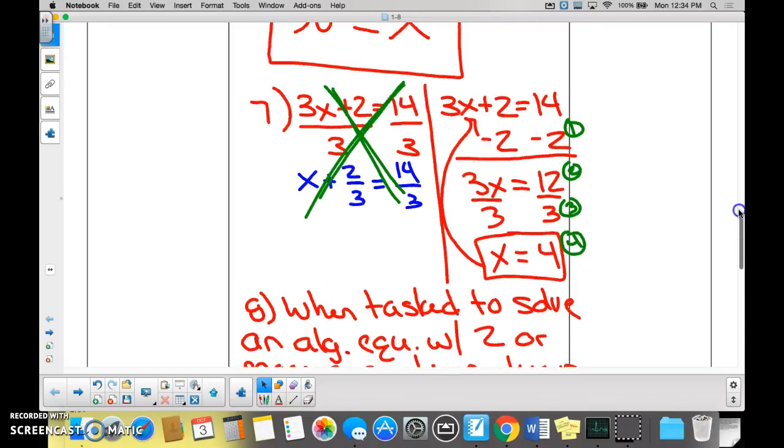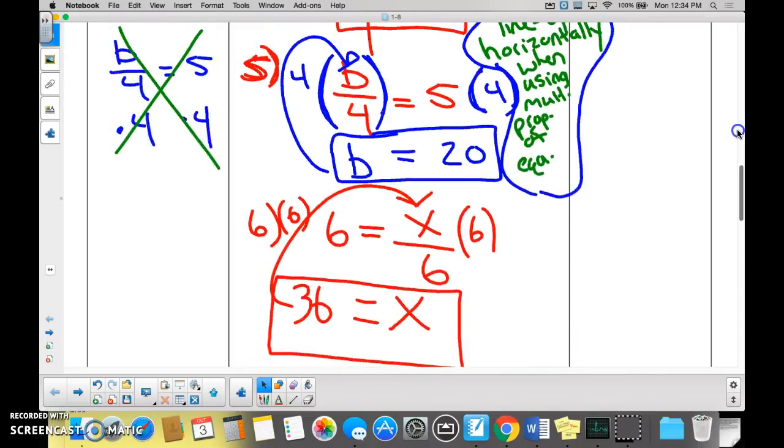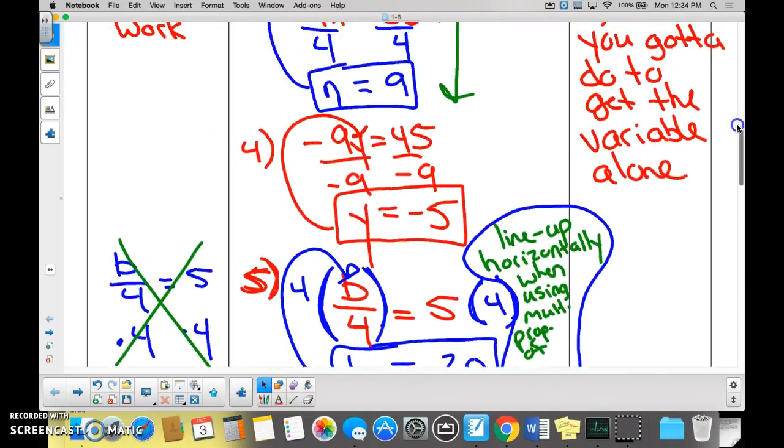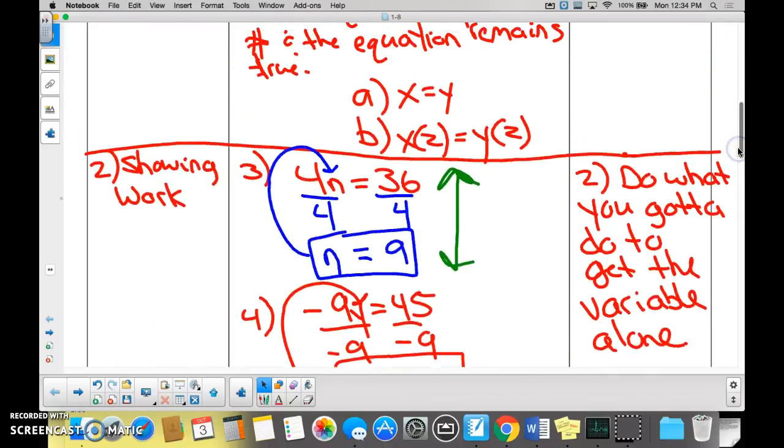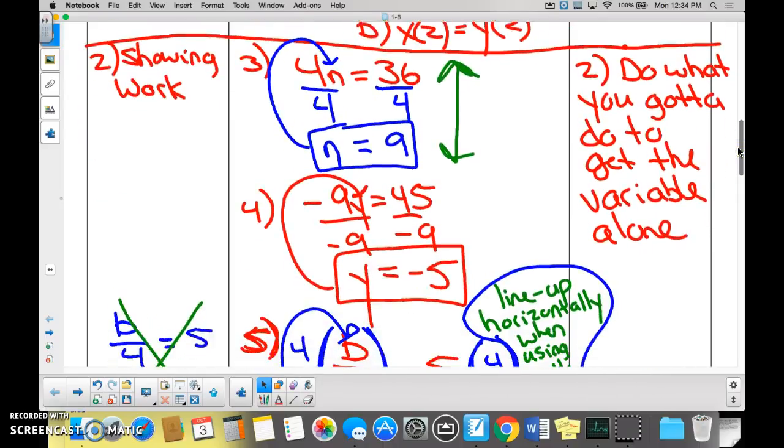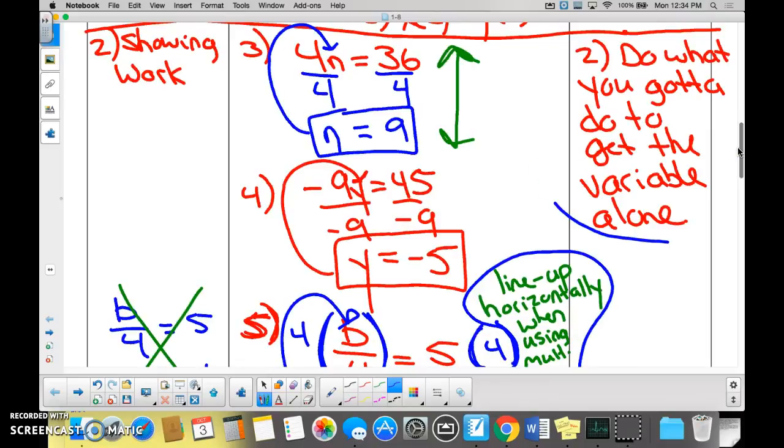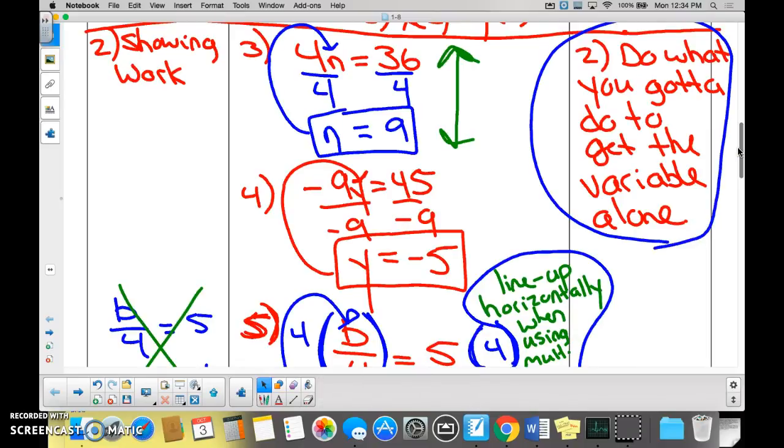And then the most important thing of the last 2 sets of notes would be, what I think anyways, is you got to do what you got to do to get the variable all alone. So do what you got to do to get the variable all by itself. Anything to add before I shut down?